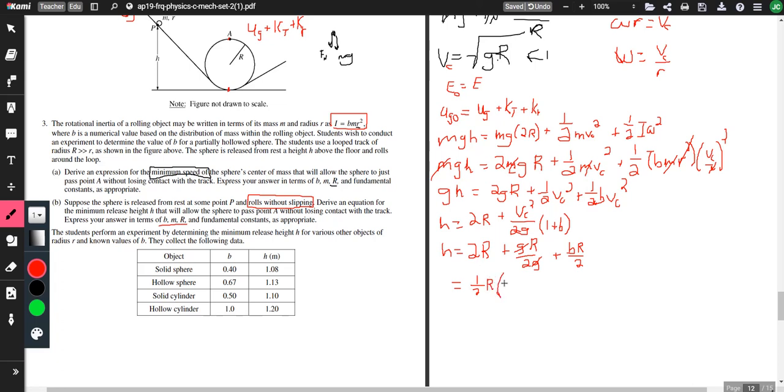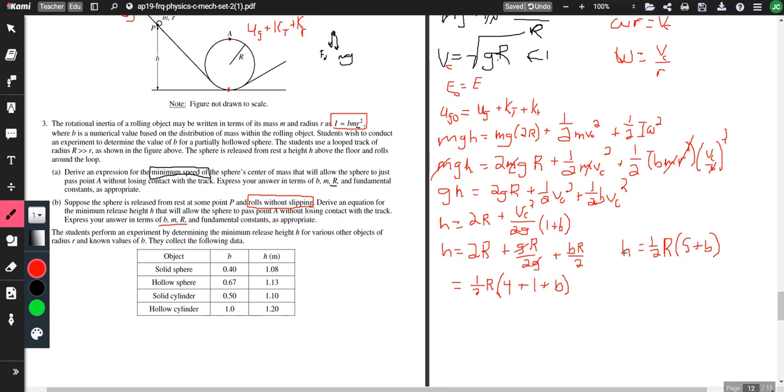So this 2 becomes a 4. So everything's going to get doubled. The half goes away, so that just becomes 1. The half here goes away, so that's just left with b. So then I end up with h equals 1/2 R (5 plus b). So it's really messy. And you'll notice that we don't have the m anymore. It's all in terms of b and R.